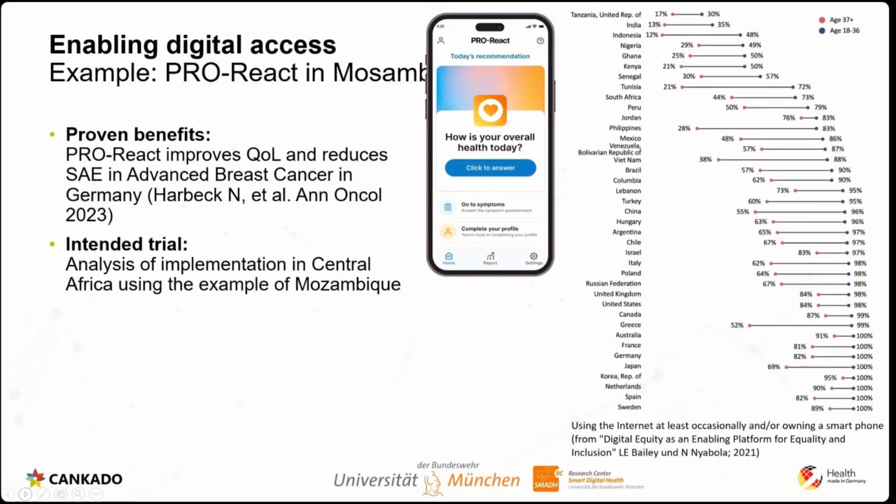In Germany, which is far below, down there, we have a good usage in both age groups. In Greece, there's a very good usage in the younger populations, slightly behind in the elderly. But Mozambique is somewhere comparable to Tanzania, which is there on the top. So nearly none of the people in Tanzania are using smartphones or internet at all. So they don't have access.